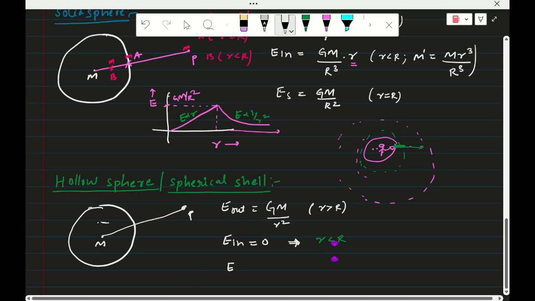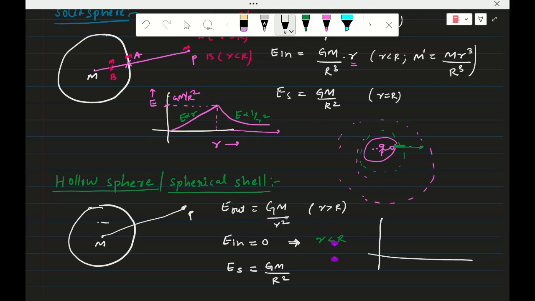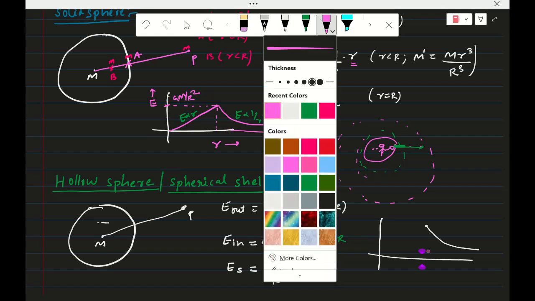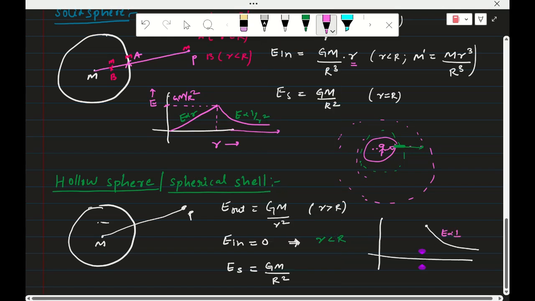So now E on the surface is equal to Gm by R square. So the graph is like this. It means if you see outside, E is inversely proportional to R square. E is proportional to 1 by R square.